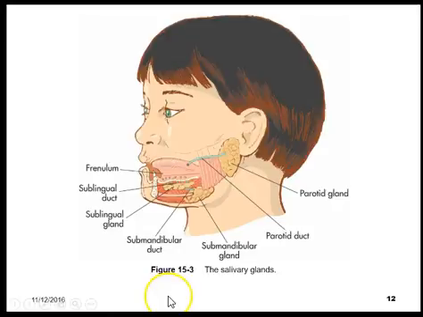So here's an illustration of the location of the salivary glands. So the submandibular, these are the ones that are near when you get the mumps, they get swollen up. You've got your sublingual, you've got your parotid, those are going to be over by the corner of your ear.